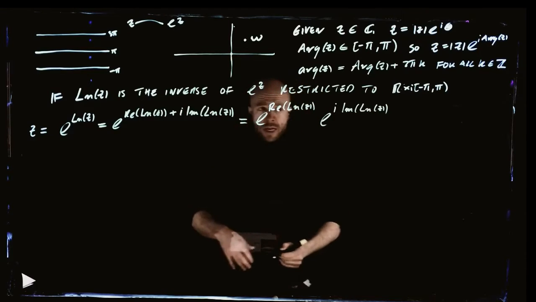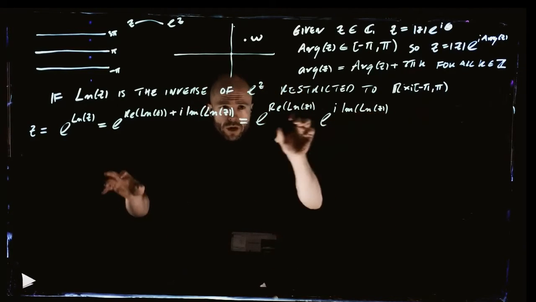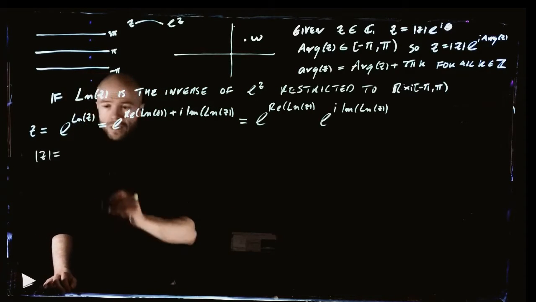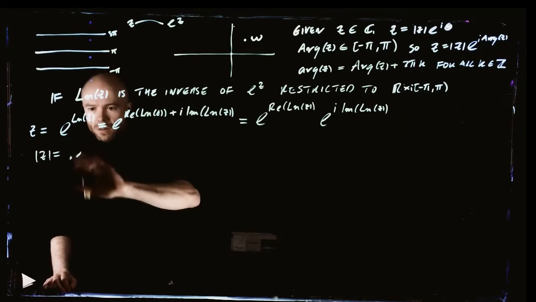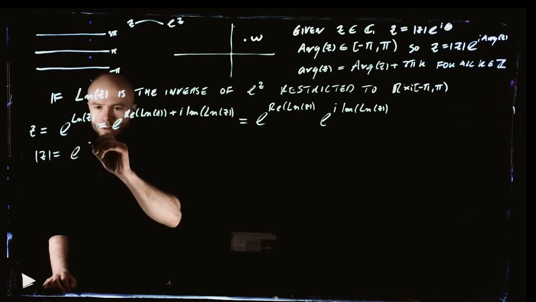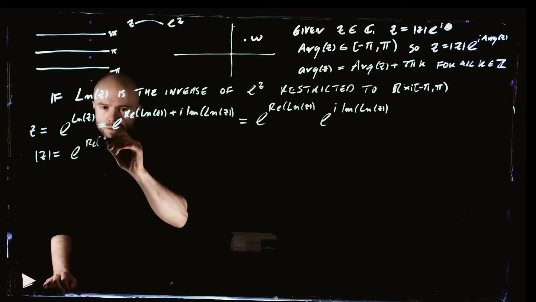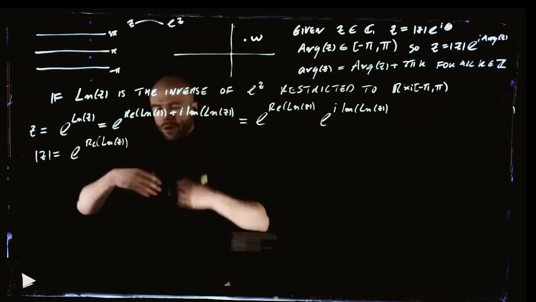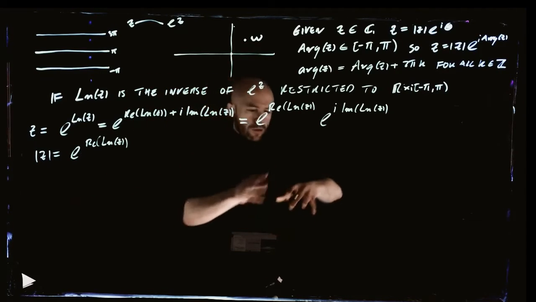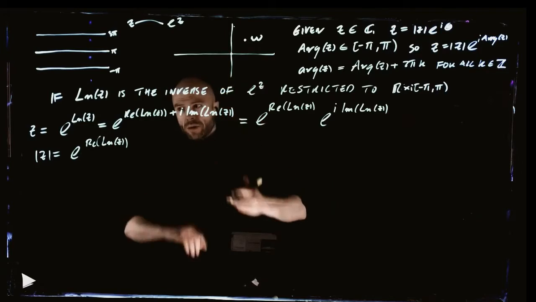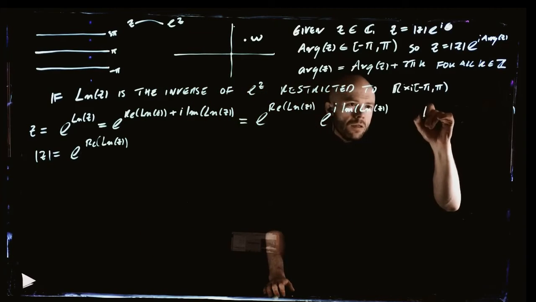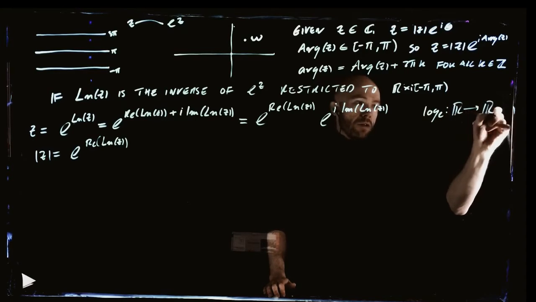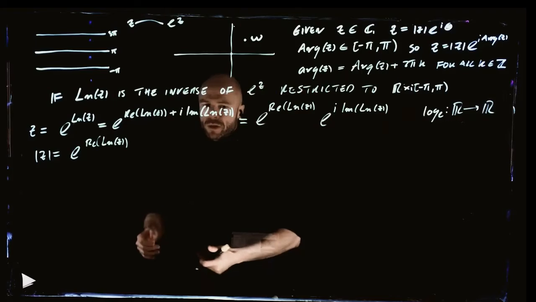So if we just take the absolute value, this thing is just a complex number of length 1, right? So taking the absolute value, we have that mod z is equal to just e to the real part of log of z. And therefore, if we take natural log now, I mean real natural log from the real numbers to real numbers, which we'll denote by log to the base e. So let's put over here, log to the base e is this natural log from real numbers to real numbers.